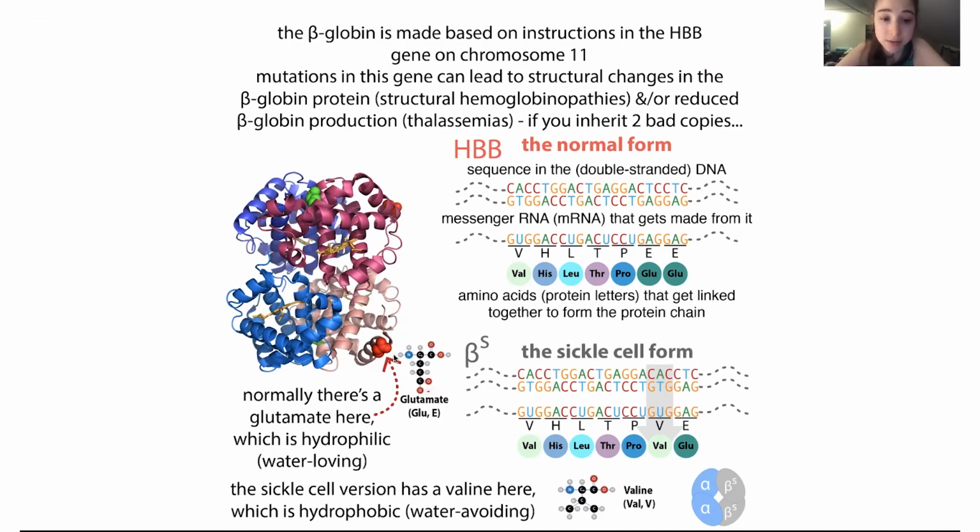So from this hydrophilic residue. A residue is basically what remains when we link amino acids up. When the amino acids link up, they're technically not amino acids anymore because they've used up their amino and their acid part to join together, and so then we can call it a residue. Normally there's a glutamate here, which is hydrophilic. When you have this sickle cell mutation, it changes to a valine, which is hydrophobic, so the water doesn't want to hang out with it.